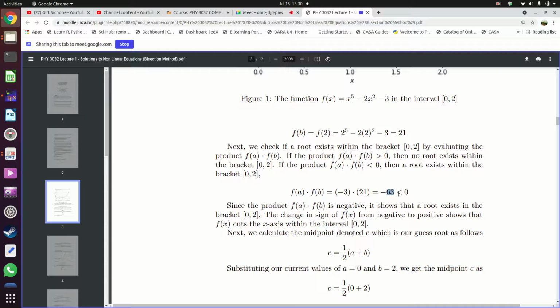Negative 63 is less than 0. So it's negative. This means that our product f of a times f of b is negative. If your product is negative, then it means that there is one root. A root exists in this interval. Are we clear?